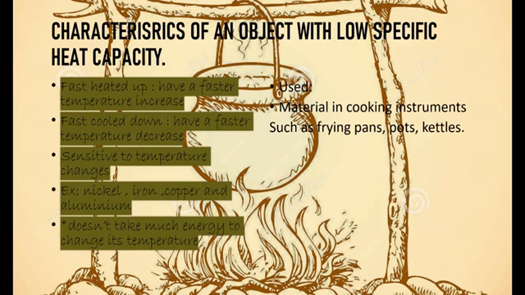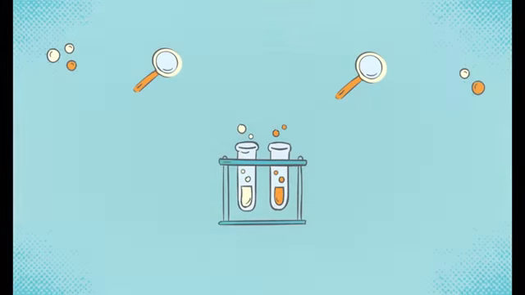Okay, next is the characteristic of an object with low specific heat capacity. It will heat up fast. That means it has a faster temperature increase, and then it will cool down fast. Thus, it has a faster temperature decrease. Thus, it's sensitive to temperature change. Examples are nickel, iron, copper, and aluminium. To conclude, an object with low specific heat capacity doesn't take much energy to change its temperature. So objects with low specific heat capacity are used a lot as material in cooking instruments such as frying pans, pots, and kettles.